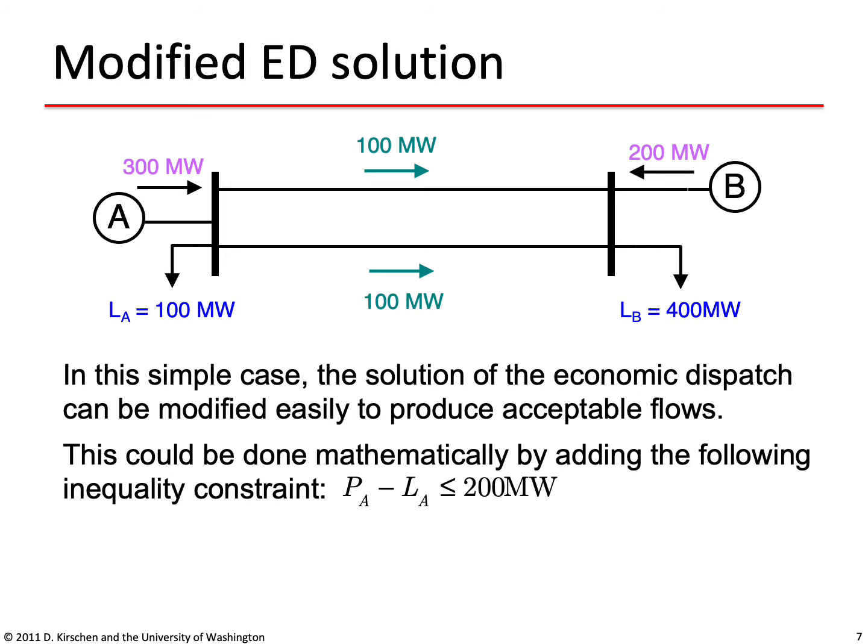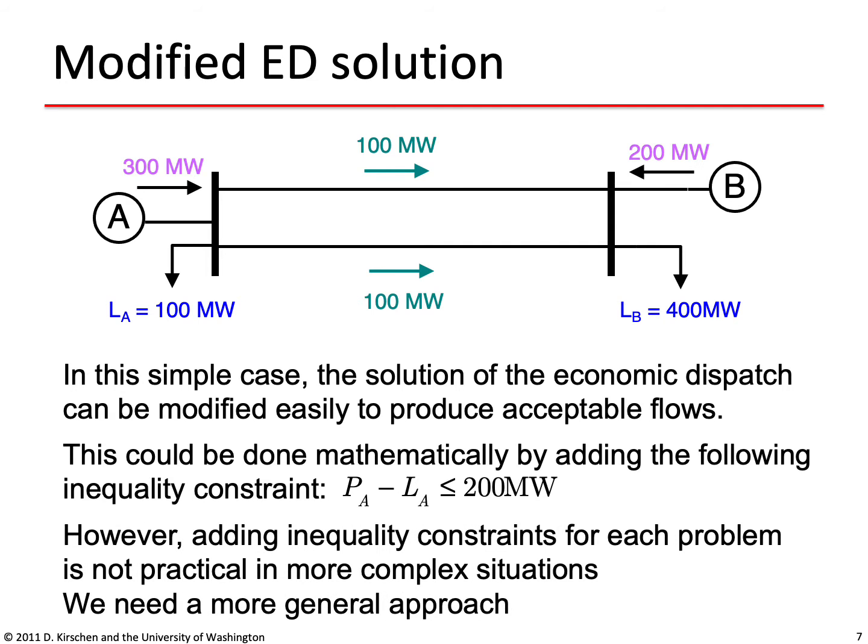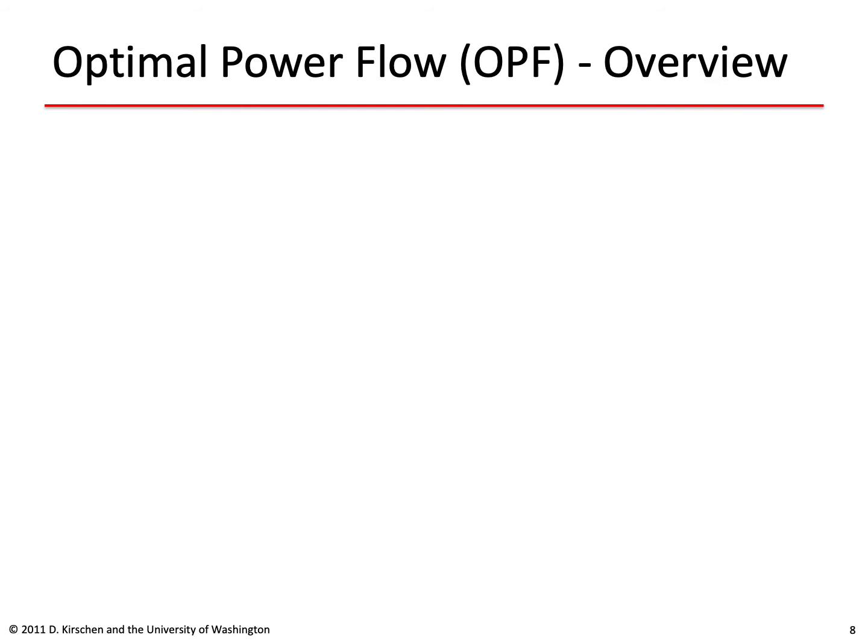Therefore, PA minus LA should be less than or equal to 200 megawatts. Now, in a general case, that would be much more difficult to do because we would have to think ahead of time about all the inequality constraints that we might have to add, and therefore we need a more general approach to the problem. And this more general approach is what's called the optimal power flow, or OPF.